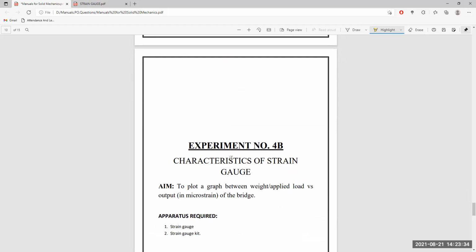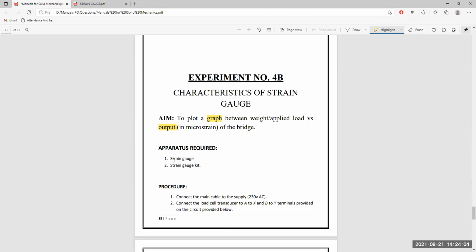Now, you have to figure out another process. We plot a graph between the weight and applied load versus output in microstrain. So far we have discussed the output in terms of millivolts. Now we have to plot it against the weight as well as the microstrain of the blade itself. The apparatus is of course the same: strain gauge and strain gauge kit itself.